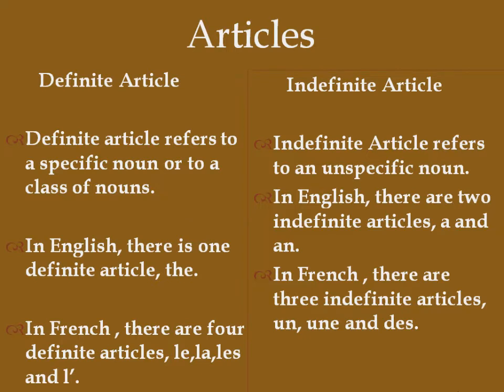Now, indefinite articles. An indefinite article refers to an unspecific noun. In English, there are two indefinite articles, a and an, which are used according to the conditions. For example, a is used when the word starts with a consonant or consonant sound, and an is used when the following word starts with a vowel or a vowel sound. In French, there are three indefinite articles, un, une, and des, which are again categorized on the basis of gender and number of the particular noun.